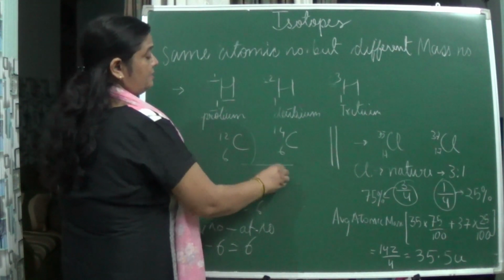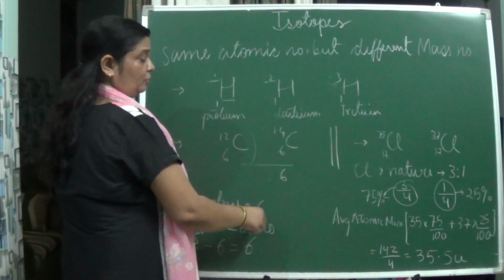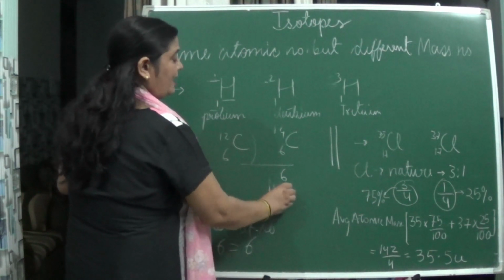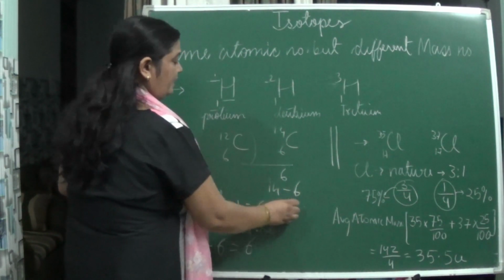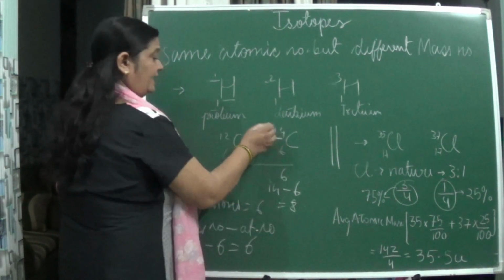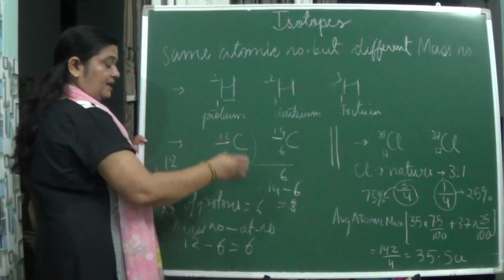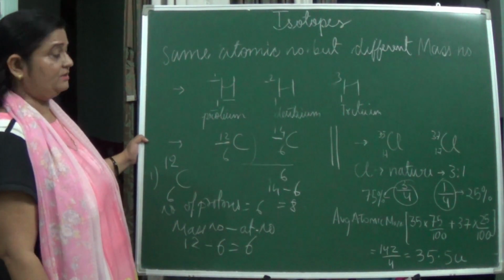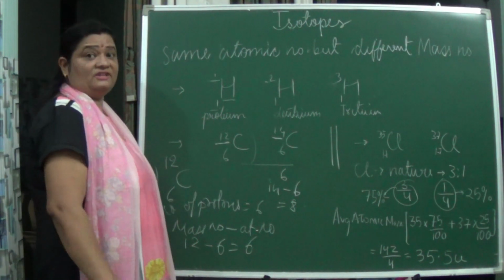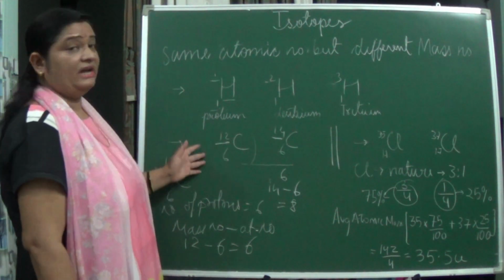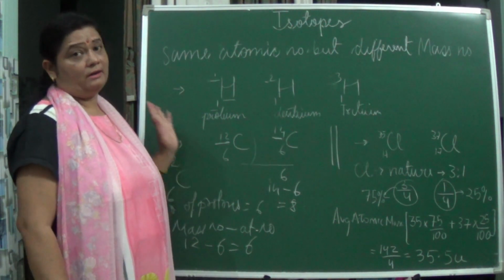Or it is 6, isn't it? Number of neutrons, 14 minus 6 you will be doing, and you will be getting 8. So in this case 8 neutrons are present, and in this case 6 neutrons are present. Okay, so that is the difference, and because of that the isotopes have been created.